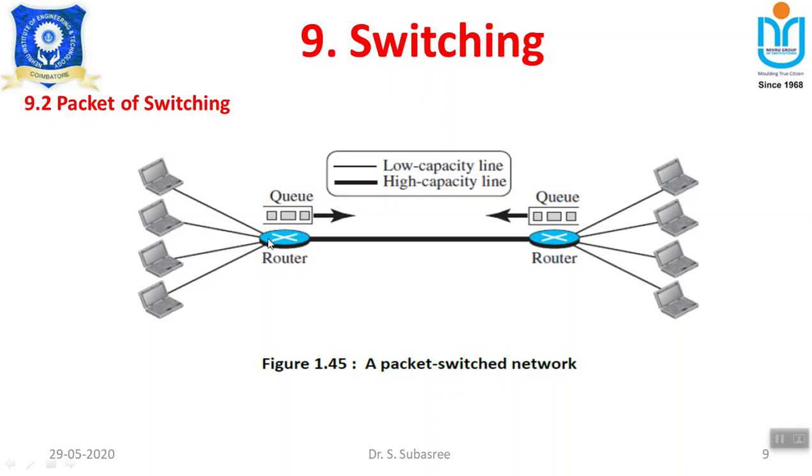And then after sending all the data which is available in the router, only then can it extract the data from the queue and forward it. That is the reason why the delay may occur.